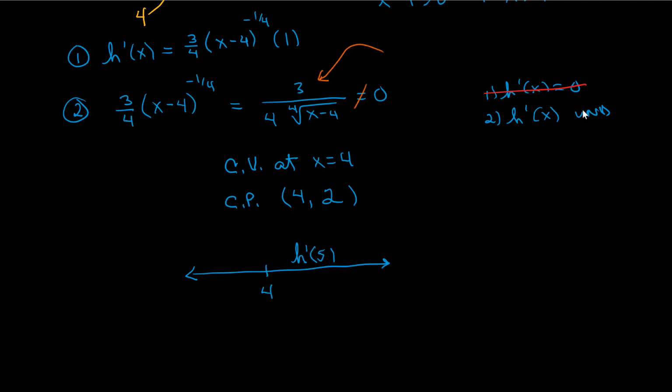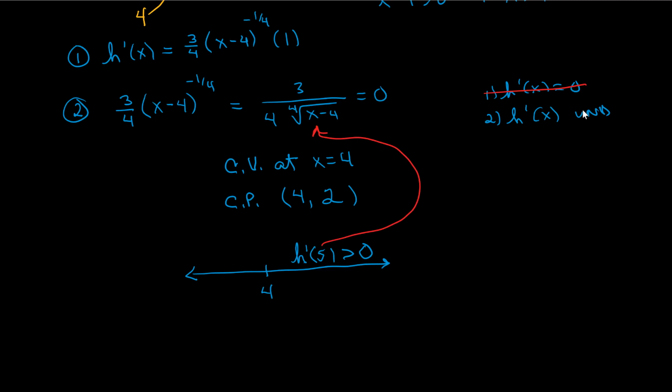Now, you really don't need the calculator for this one because all we need to know is, is this thing positive or negative? Well, if I take 5 and I put it in here and I'm looking at my fraction, the numerator is going to be positive because 3 is positive. The denominator is going to be 4 times the fourth root of 1. Well, that's positive as well. So we have a positive over a positive. Our slope is positive there.